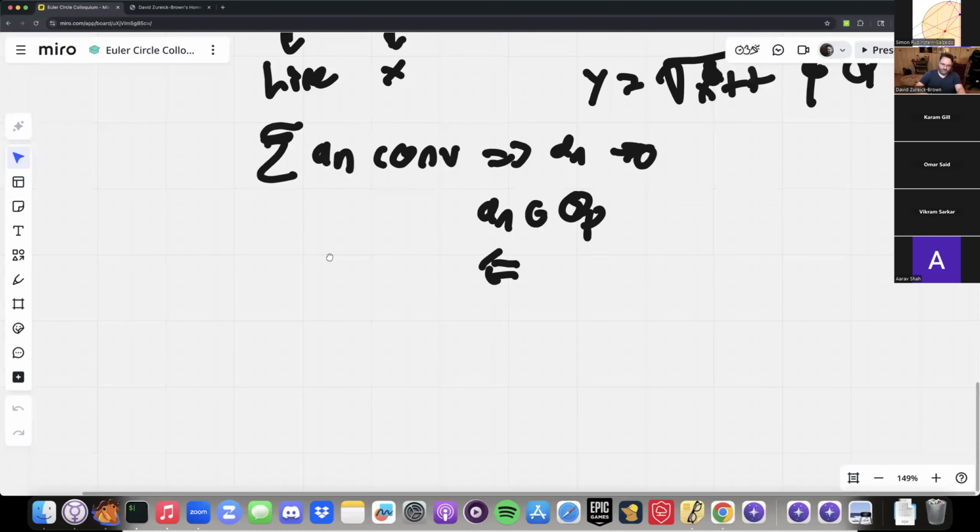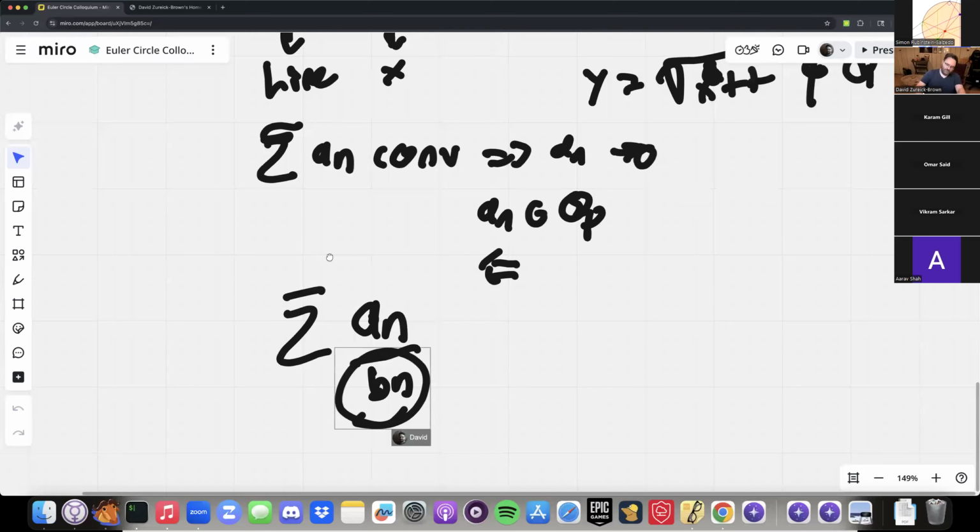And there's a lot of crazy things when you're working p-adically. If I have the sum of an over, I don't know, bn, when you're working in calculus, the larger the denominator is, the smaller this is. So large denominators make things converge. Whereas in p-adic analysis, having powers of p in the denominator makes things bigger, not smaller.